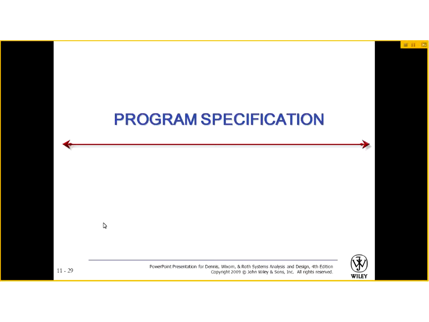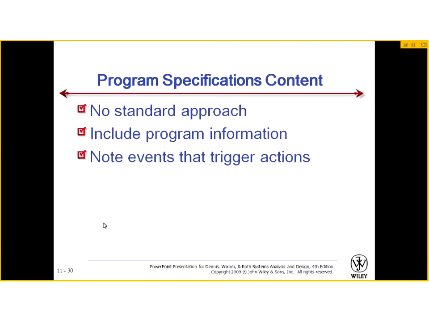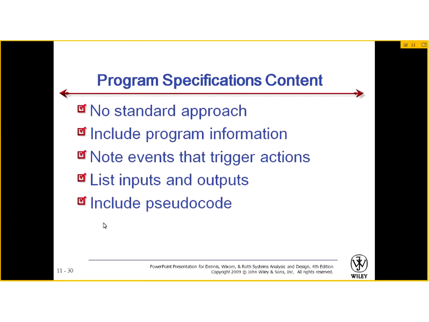After you have performed the quality checklist and your structure charts are final, now you need to write program specifications. There is no standard approach to write a program specification. It just includes the program information. A program will be made for every process, so if the program is being made for one process, then you can write the specifications of that program. Note events that trigger actions, list inputs and outputs, what type of inputs this process will be taking and what it will be generating. Sometimes you write pseudocode as well.